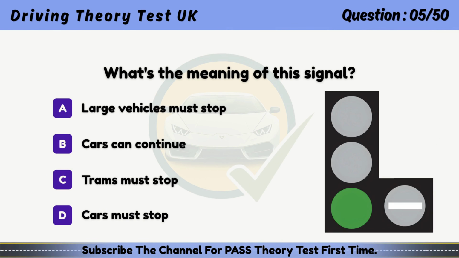Question 5. What's the meaning of this signal? Option A. Large vehicles must stop. B. Cars can continue. C. Trams must stop. D. Cars must stop.